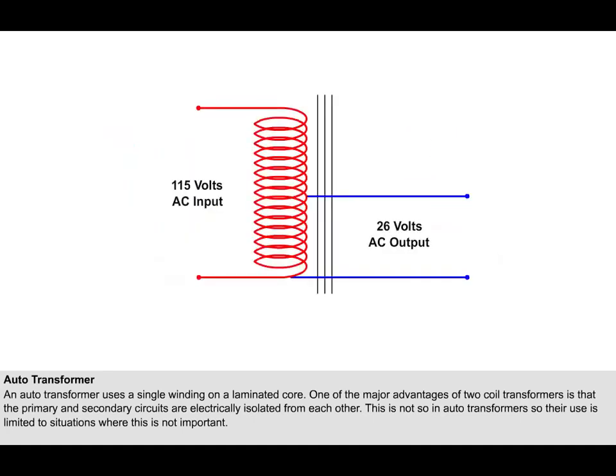Where AC is required for the operation of instruments on the aircraft, auto transformers can be used to either step down or step up the source supply to the required voltage. The supply usually required for instruments is 26 volts AC.